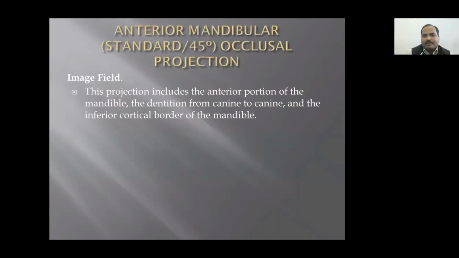Then anterior mandibular, or the standard 45 degrees occlusal projection. Coming to mandibular projection techniques, in this projection, the image field, or what will be covered, will be the anterior portion of the mandible, dentition from canine to canine, and the inferior cortical border of the mandible.